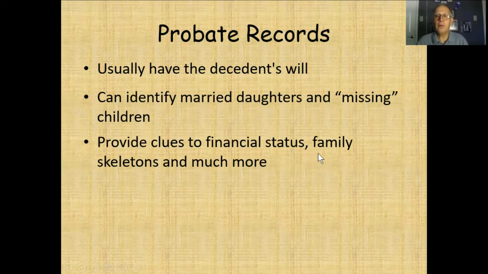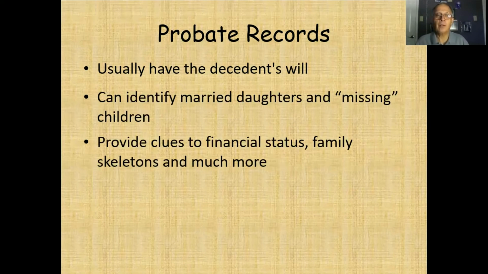They provide clues to financial status and family skeletons. My great-great-grandfather had about 10 notes out that people owed him money. And one of them was particularly telling. He said, to my son August, his note for $300 is forgiven, but he will not share in the inheritance because he's already received his. That's one of the minor family skeletons.